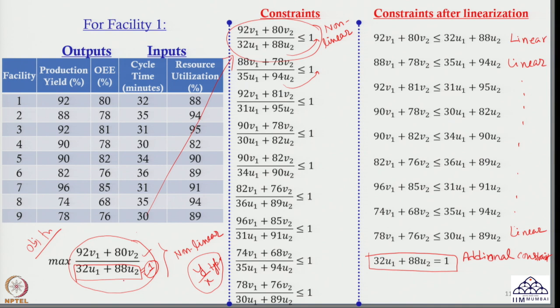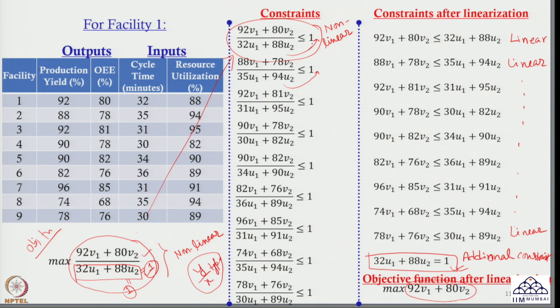And if I make sure that this value is 1, then the maximum value the numerator can achieve is 1 because of this constraint. So therefore, I can convert this nonlinear term into a linear term by adding one additional constraint like this, and then the objective function will be to maximize 92 v1 plus 80 v2, and this term cannot take more than 1, because if it takes more than 1, then this objective function will be more than 1, which is not satisfying this constraint.